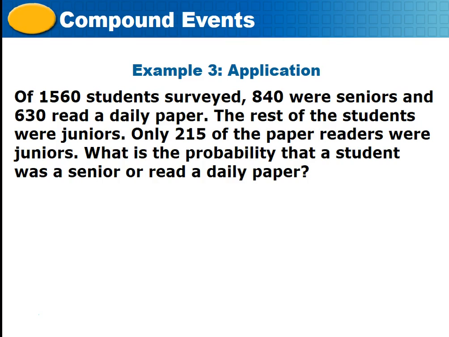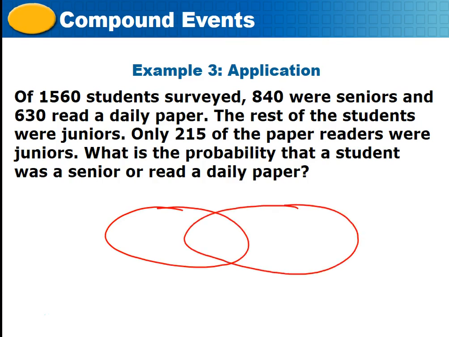So when we draw our Venn diagram here, we're going to use what it's asking us for in the end, the seniors and the paper readers. So I'm going to write paper over here as my categories. First of all, it says that we have 840 that were seniors, so I'm going to put the 840 up here because that's our total seniors. And I'm going to put the 630 for the paper because those are our total paper readers.